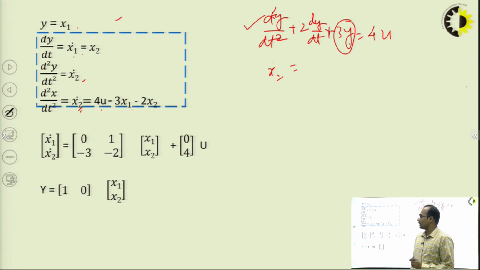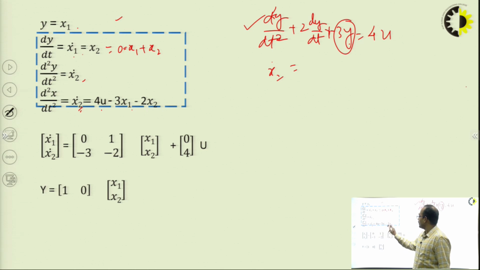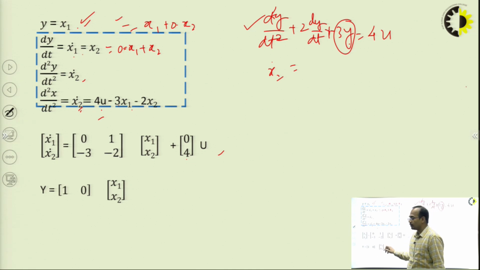Now from these equations we can write the state equation and output equation. So x1 dot, x2 dot is equal to the matrix [0, 1; -3, -2] times x1, x2, plus [0; 4] u. This is the state equation. What will be the output equation? You can write y is equal to x1, which is x1 plus 0 into x2. So y is equal to [1 0] times x1, x2.